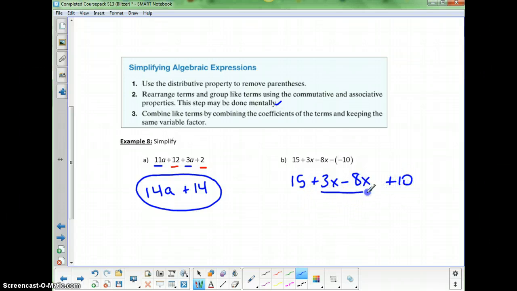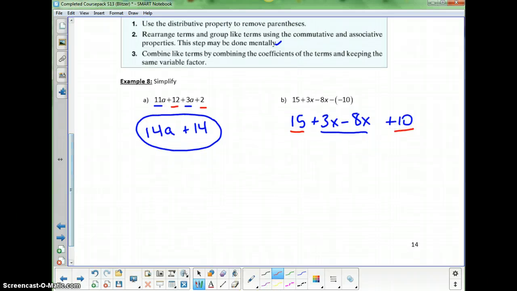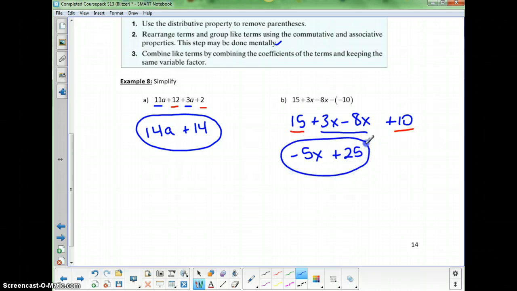like terms. We have two x terms that are like terms, and we have two numeric terms or constant terms that are like terms. So my final answer here, I always do the variables first since I want them to be written first anyway. So my variable terms, 3x minus 8x will be negative 5x, and 15 plus 10 will be plus 25. By doing the variable first, my answer is already written in the correct order.